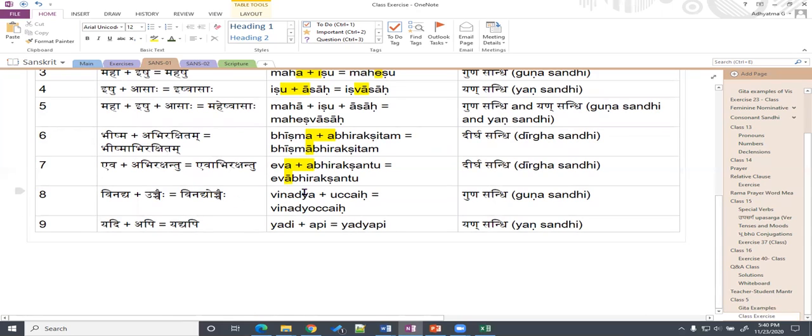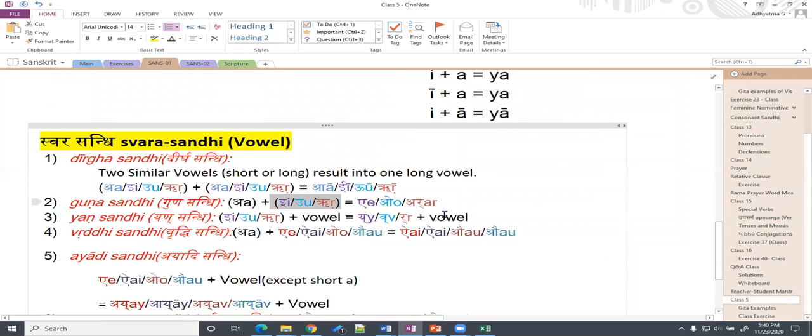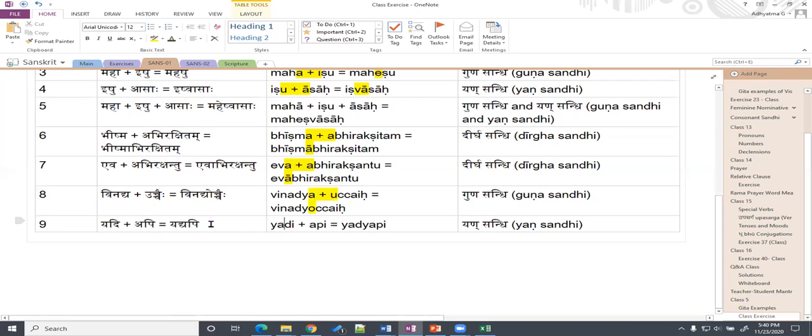So Vinadyochaihi, again here, Akara plus Okara is Okara. It's a Guna Sandhi. Akara plus Ukara is Okara. Vinadya Uchchaihi, making a loud sound. Yadi Api. So here again Yana Sandhi, as you can see, the second vowel remains unchanged, the first vowel changes into Yakara.